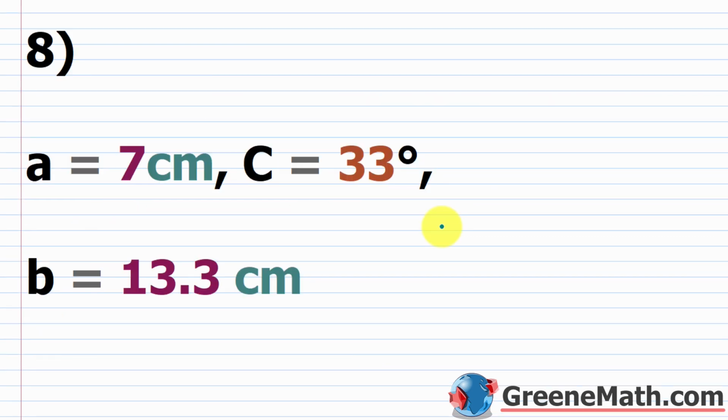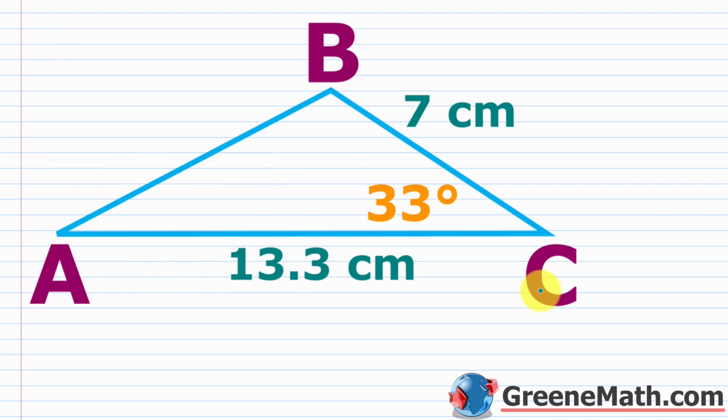All right, let's take a look at problem 8. Here we have our lowercase a, the length of the side opposite angle A. This is 7 centimeters. You have your angle C, which is going to be the included angle. This is 33 degrees. And then you have your lowercase b, the length of the side opposite angle B. This is 13.3 centimeters. Coming down, you can make a sketch if you want, or you don't have to in this case, but you have side, angle, side. So this is the included angle.